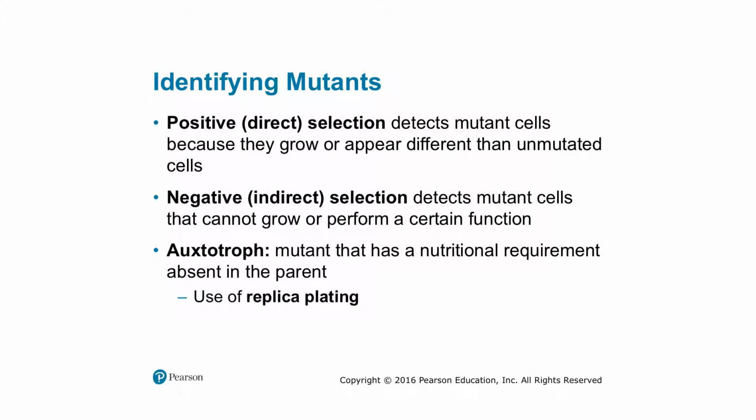So let's identify some mutants. Positive or direct selection detects mutant cells because they grow or appear different than the unmutated cells. Negative or indirect selection detects mutant cells that cannot grow or perform a certain function. Auxotrophs are mutants that have a nutritional requirement not present in the parent. So this is like the use of replica plating.